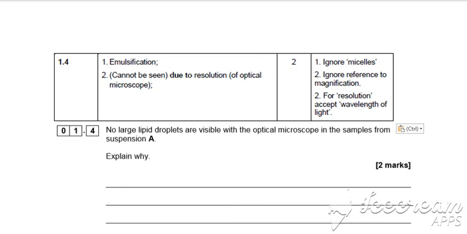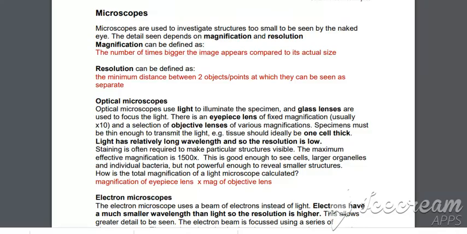The resolution is the ability to distinguish between 2 points, so they will also accept that the idea for resolution is to do with the wavelength of light. If you look back at your cells pack where you studied microscopes, you can see that the optical microscopes, because they use light in order to illuminate the specimen, the light has a relatively long wavelength, and so the resolution is low.